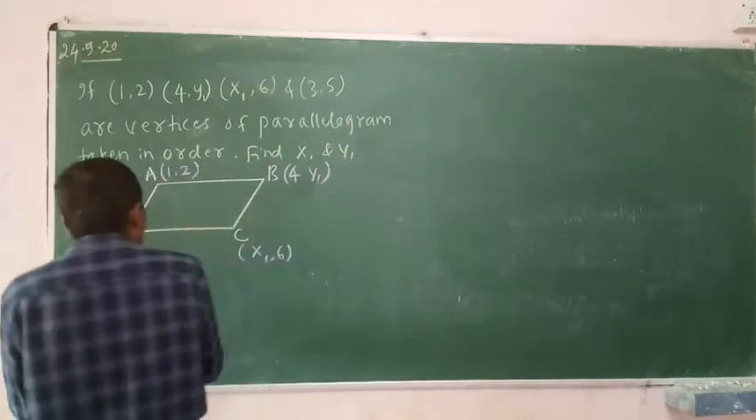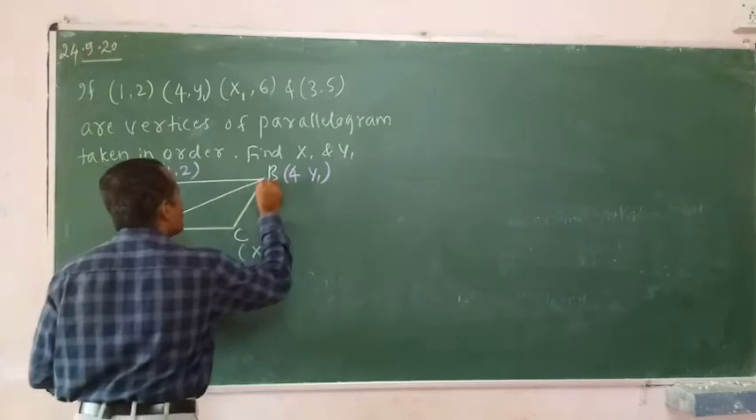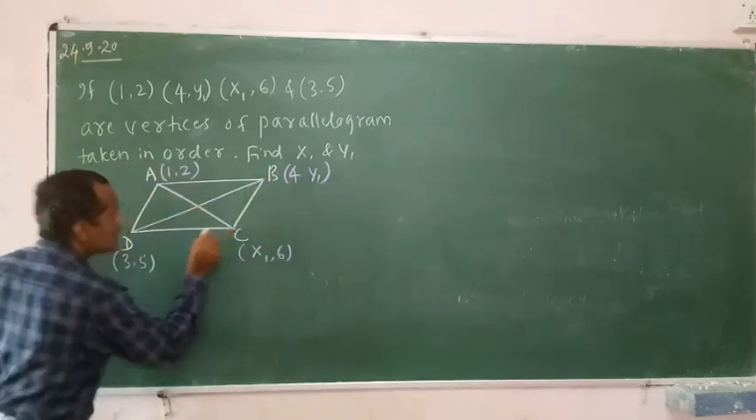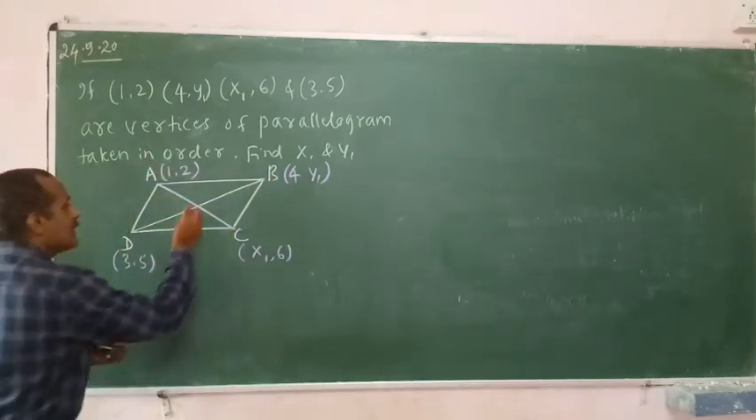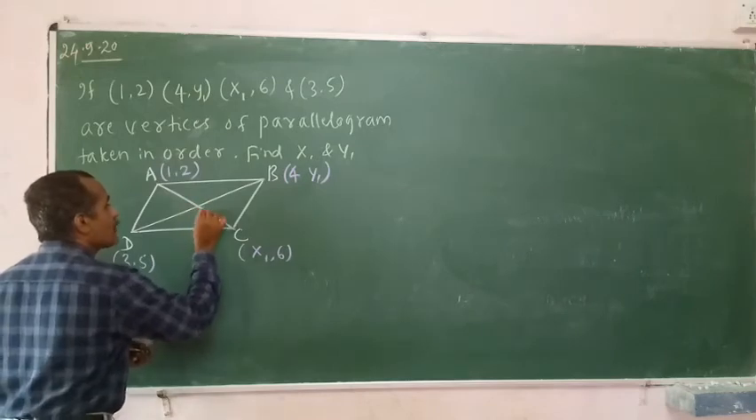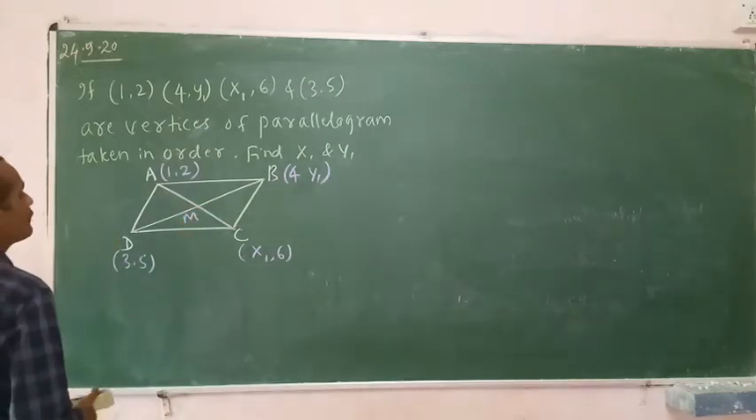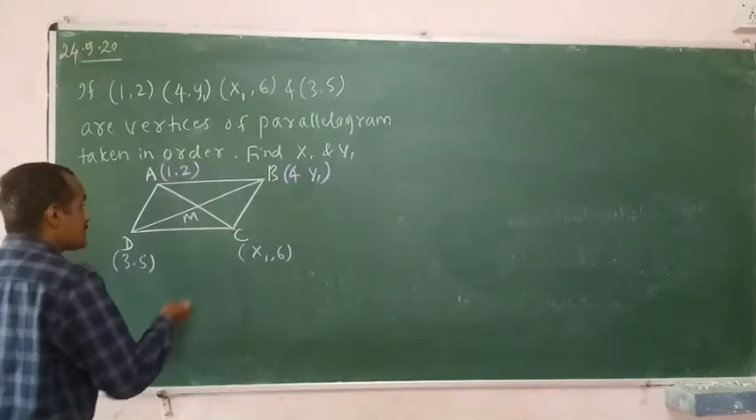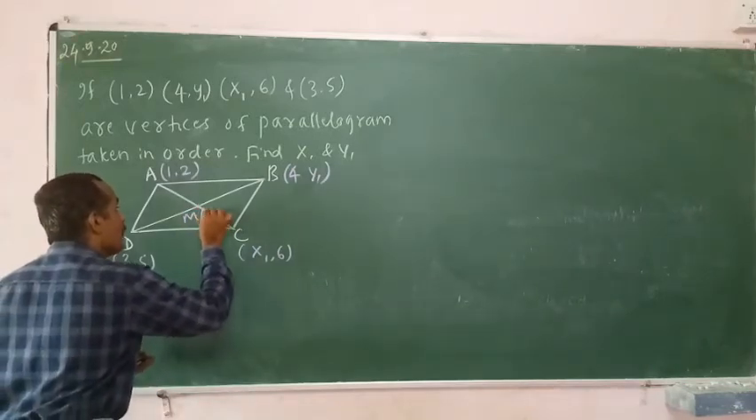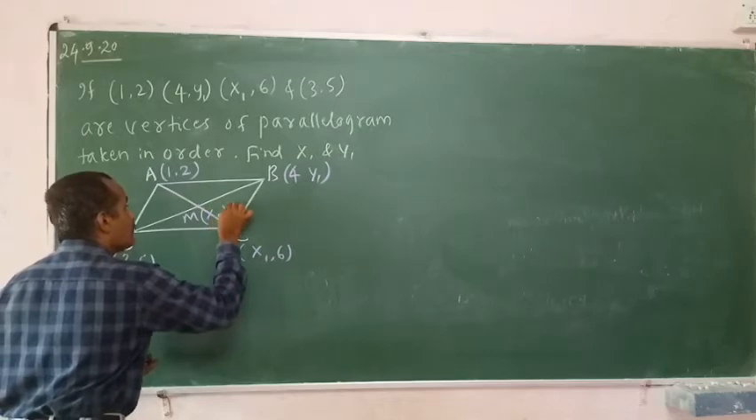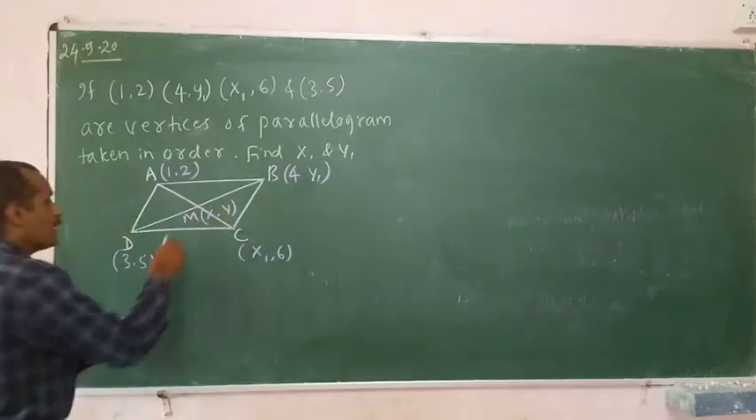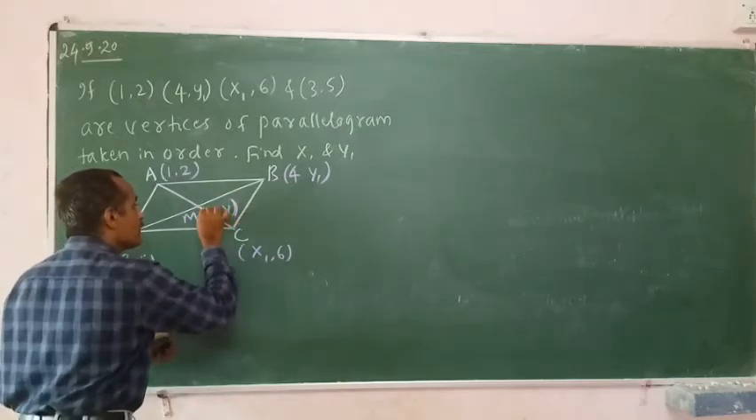Okay, what I will do? I will join BD. I will join AC. And I say they are meeting at a point called say M. And let me say the coordinates of M are x and y.